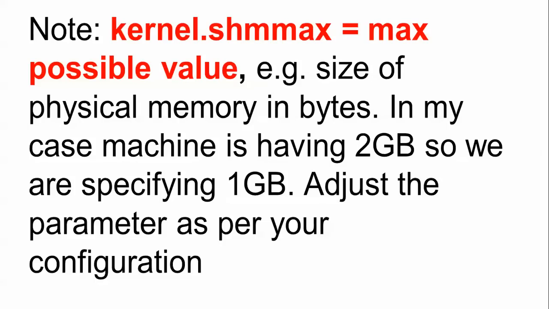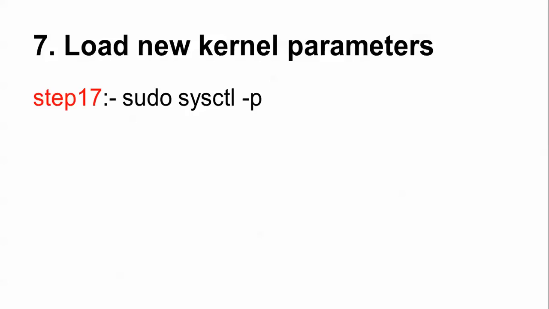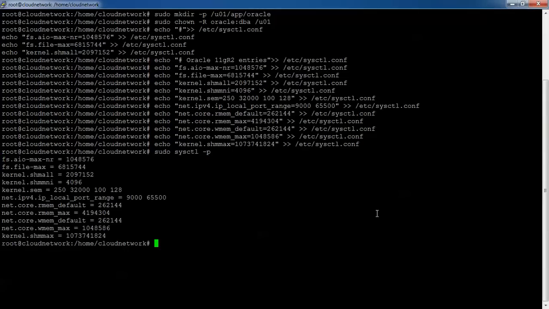Note the kernel.shmmax maximum value is the physical memory in bytes. So in case my machine has 2 GB, I am specifying 1 GB. Adjust the parameter as per your configuration. So we will check the kernel parameters by typing sudo sysctl -p. So now press enter. You can see the parameters have been added exactly as we added them.